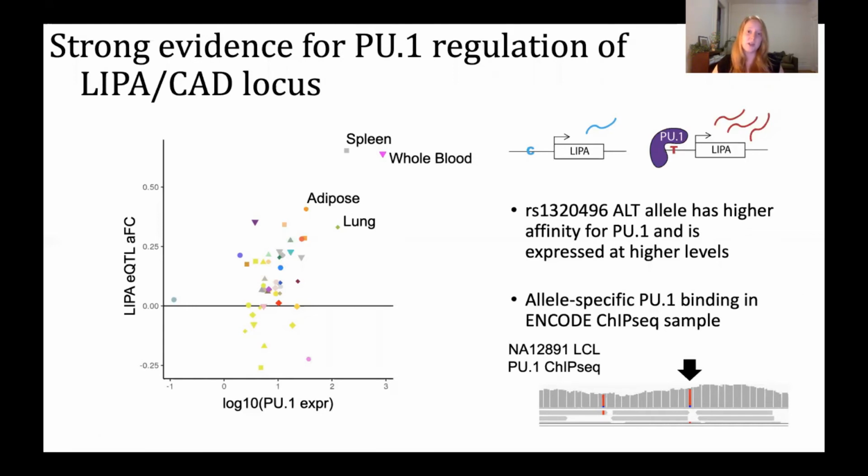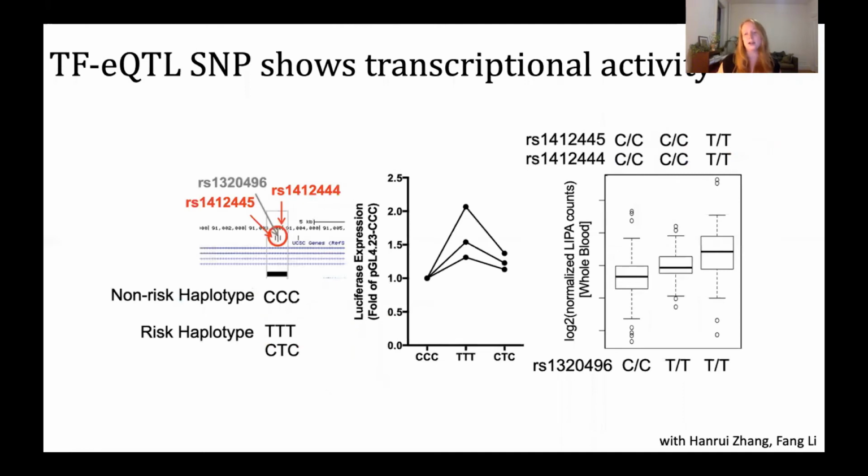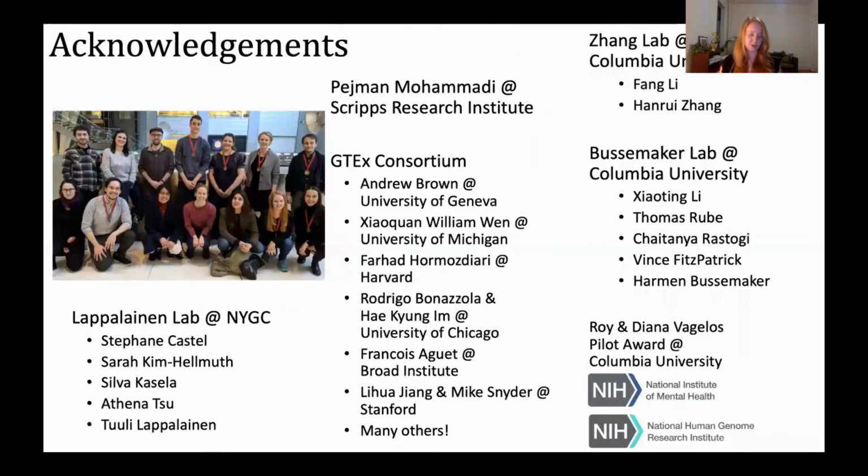So taken together, we took this information to Dr. Hanhui Zhang and Dr. Feng Li, who have been studying the coronary artery disease locus for some time, and they were excited to look into this SNP and see what role it may have. So far, through luciferase expression assay, they've seen that this SNP does appear to be functional, and that when we have the alternative T allele, we see higher expression. So this is very exciting that we may have found a transcription factor regulator that might be affecting both gene expression and disease risk. So thank you for listening, and thank you to everyone who has helped with this work.